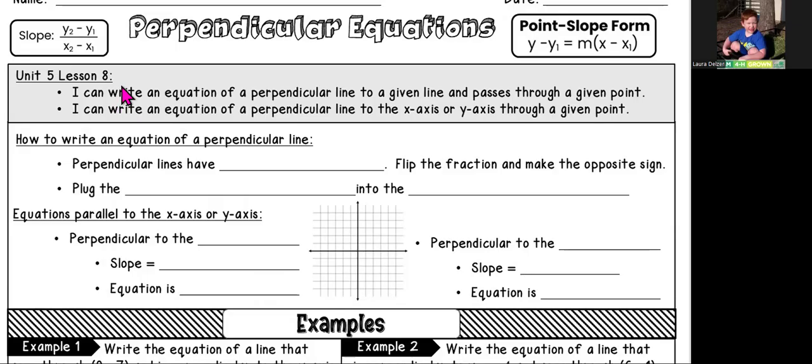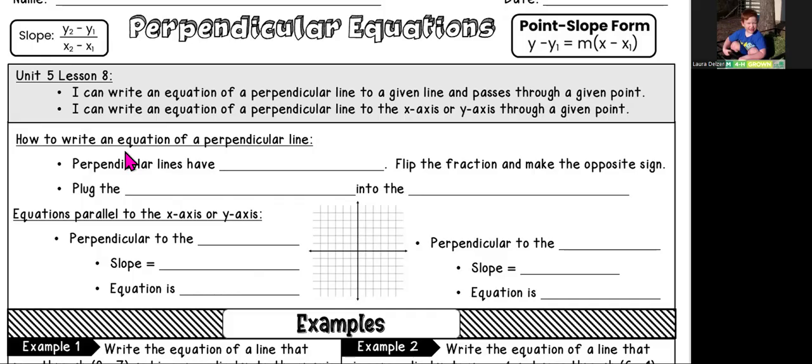So how you know you are successful today is, one, I can write an equation of a perpendicular line to a given line that passes through a given point, and two, I can write an equation of a perpendicular line to the x-axis and y-axis through a given point. This is going to be almost identical to how we did parallel lines, with the exception that perpendicular lines have a different slope. So let's go ahead and write our notes.